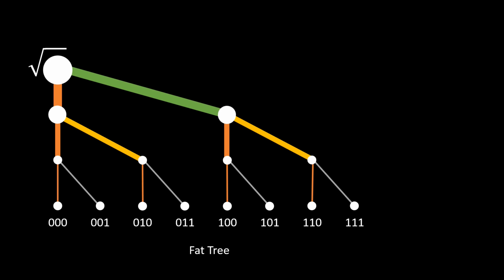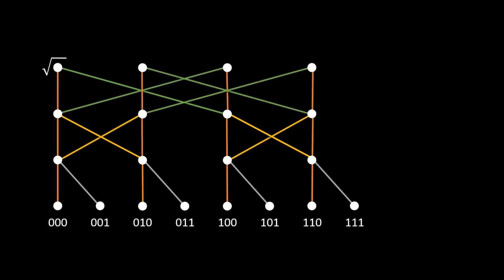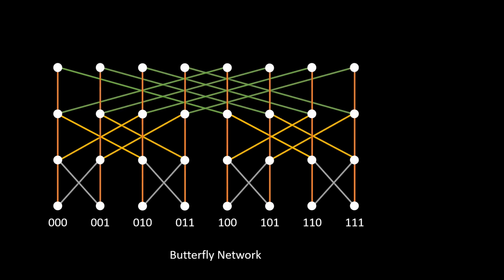Alternatively, we do not need to buy a bigger machine for the root. Instead, we simply have many normal machines which share the load of the root, and the same also for the second layer, like this. And now we connect these machines to the machines on the next layer. If we do this in a systematic way, we end up with the butterfly again. So the butterfly is really just a distributed fat tree.